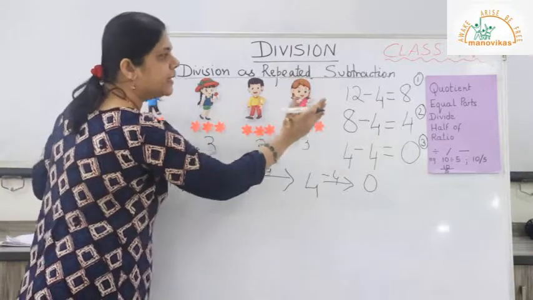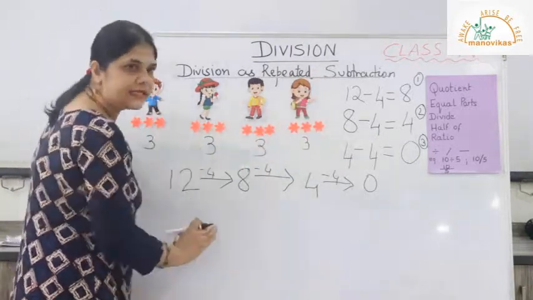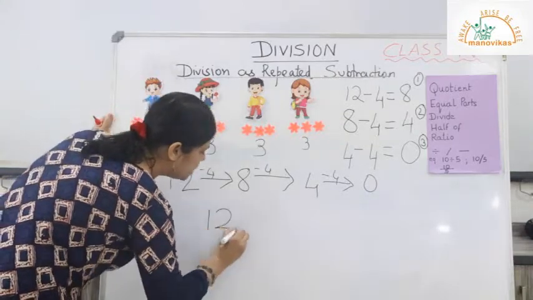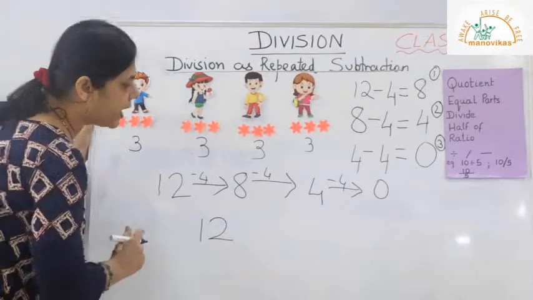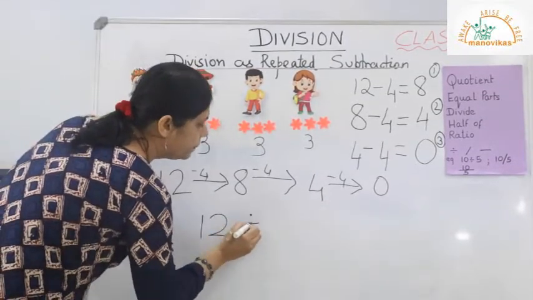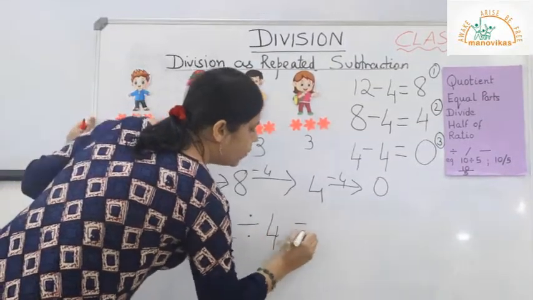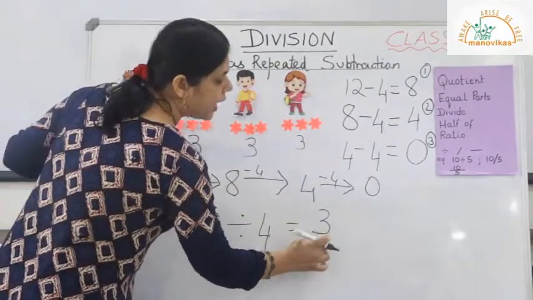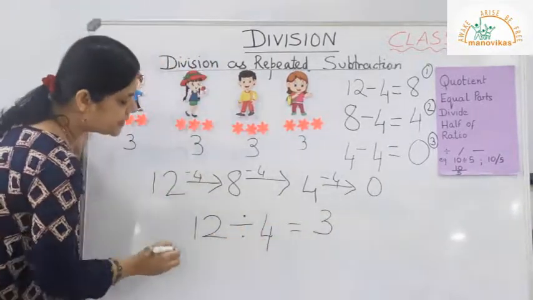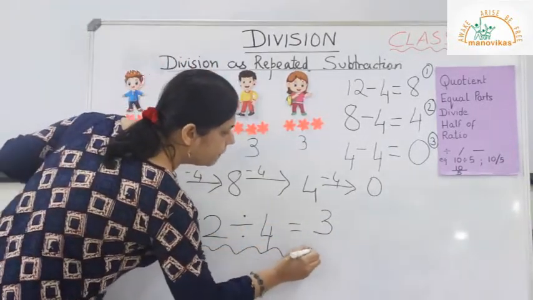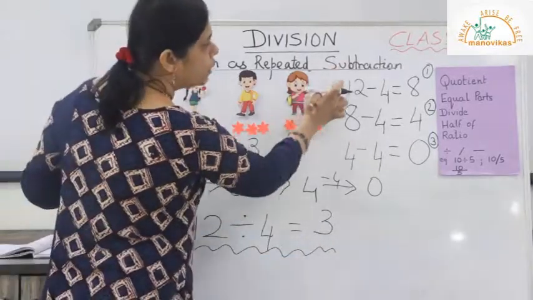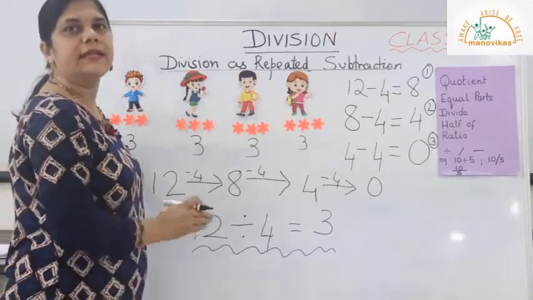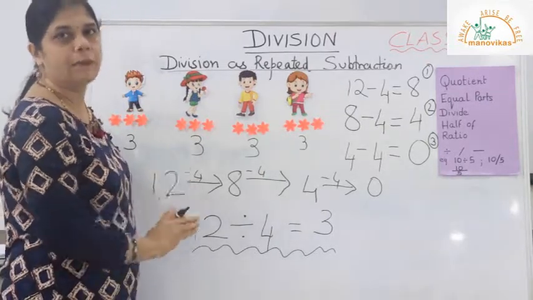This is repeated subtraction. This same statement can be written as, see children, you have 12 flowers in all. You need to divide it among how many children? 4. So, how many flowers did you get for each child? You have got 3 flowers for each child. So, this is the division statement. And this is the way you do it by repeated subtraction. Have you followed? This shows that division is repeated subtraction.